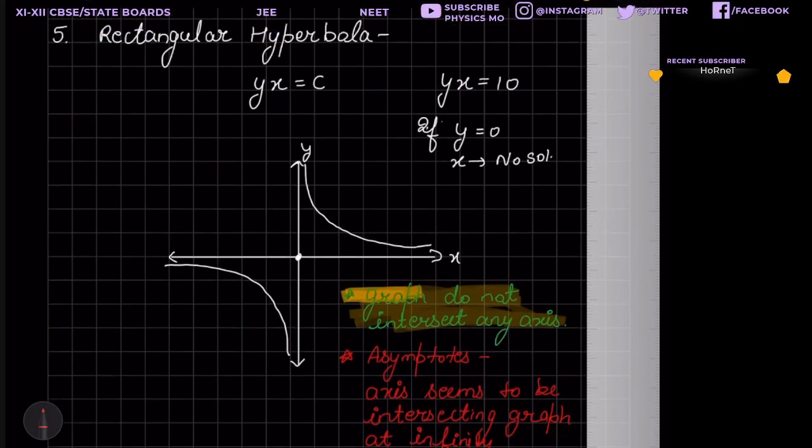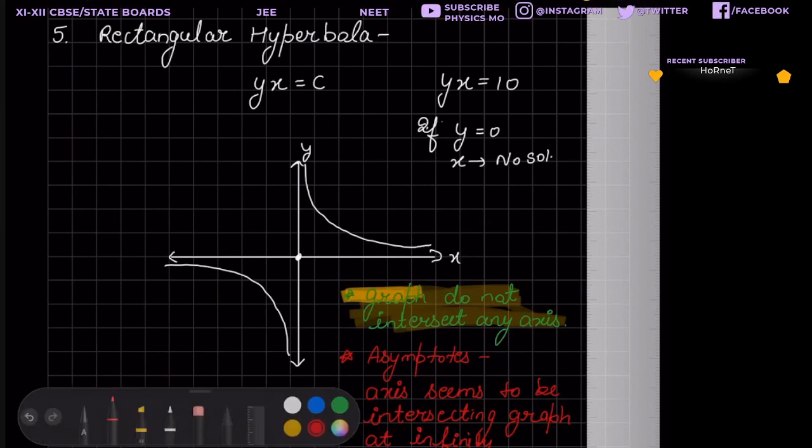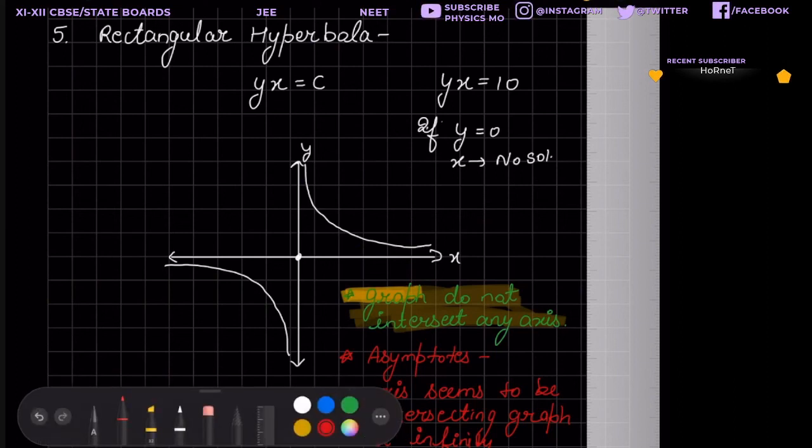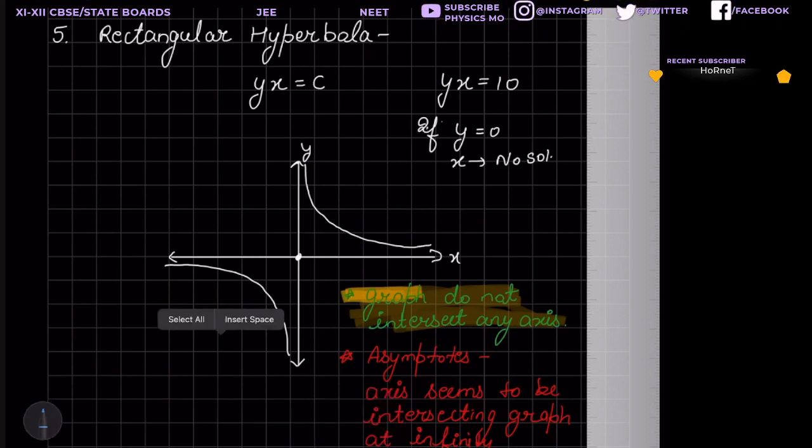The last point is, if you have a function which is not of this form, which is y into x is constant, but it is of this form, that y raised to power n, x raised to power m is constant. For example, y square x cube. For example, y raised to power 3, x raised to power 5 is constant. Then also the shape of graph would be same.